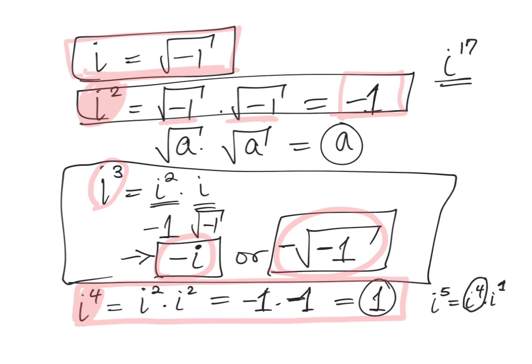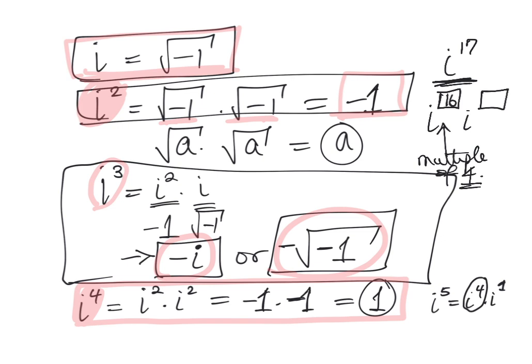i to the 4th is 1. i to the 1st would be square root of -1. So for i to the 17th, what you do is try to put i to something that is a multiple of 4. So, a multiple of 4. Why is that important?